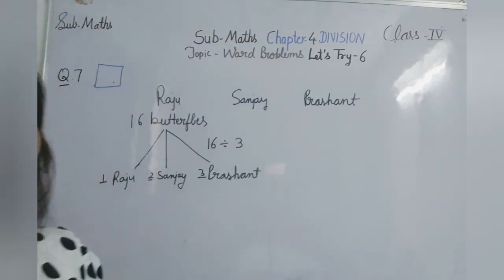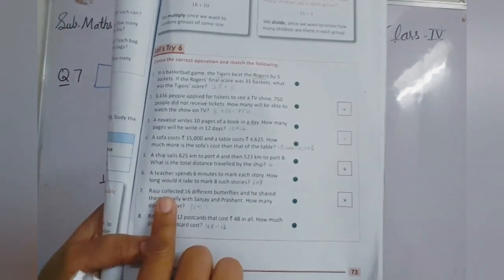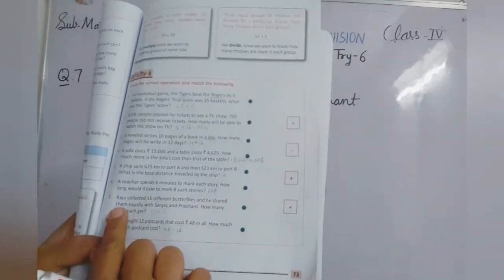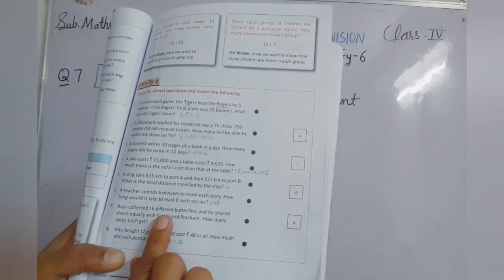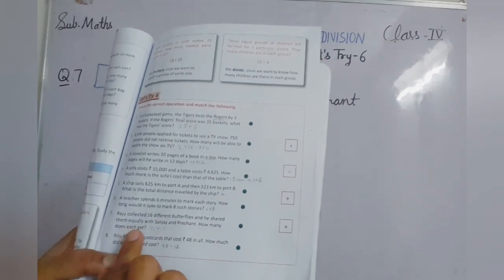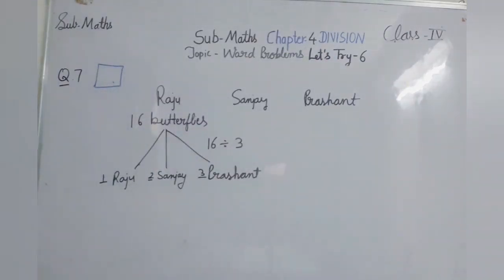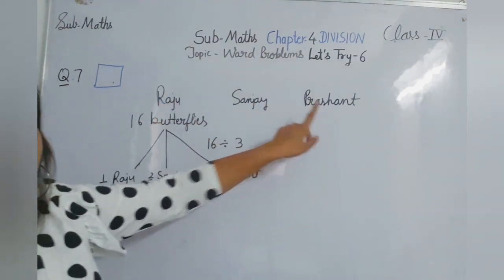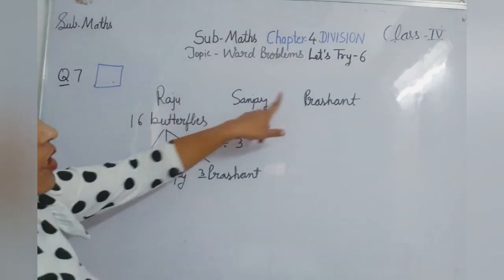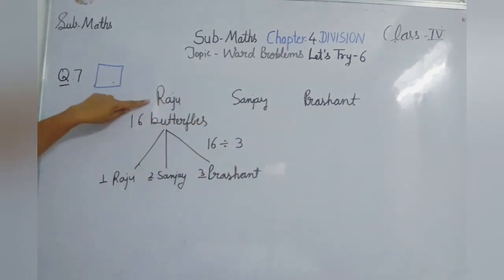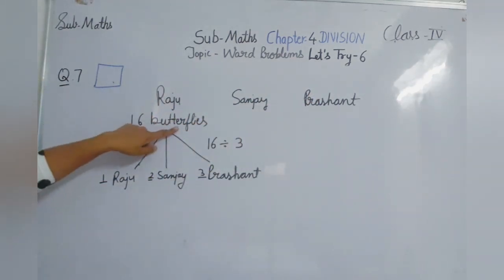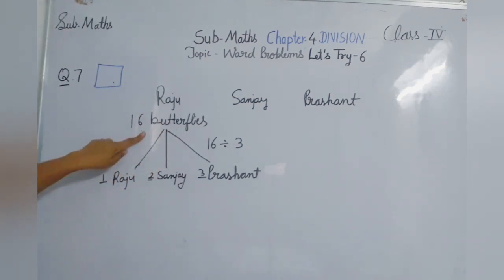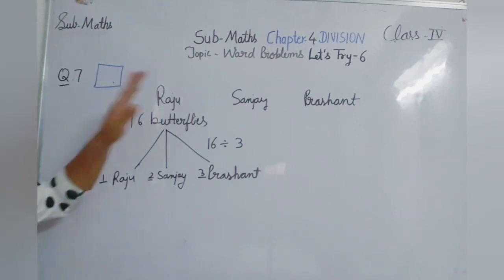So let's read question number 7. Raju collected 16 different butterflies and he shared them equally with Sanjay and Prashant. How many does each get? So in this question, 3 persons are there: Raju, Sanjay and Prashant. Now Raju has collected 16 butterflies. How many total butterflies did Raju collect? 16. And he shared, not distributed.